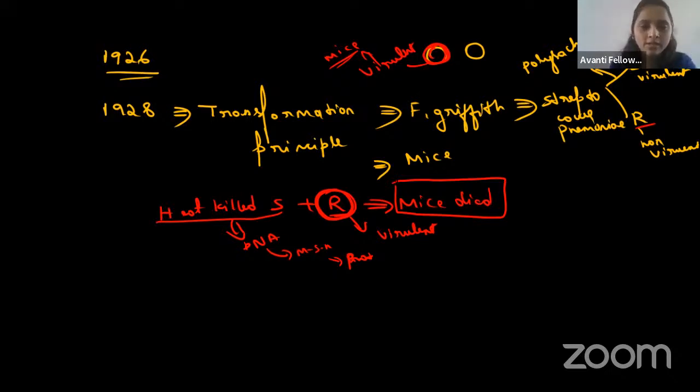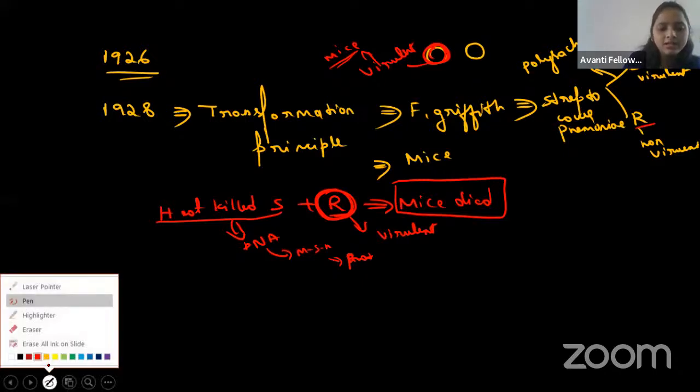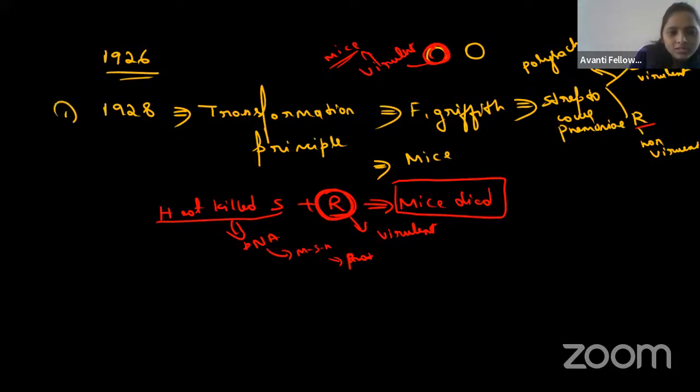So they told that something is there which is transforming the R strain, the non-virulent one, into the S strain. That's it, guys. That experiment was done in 1928 by Griffith. So this is the first experiment. Later, some other experiments were done.